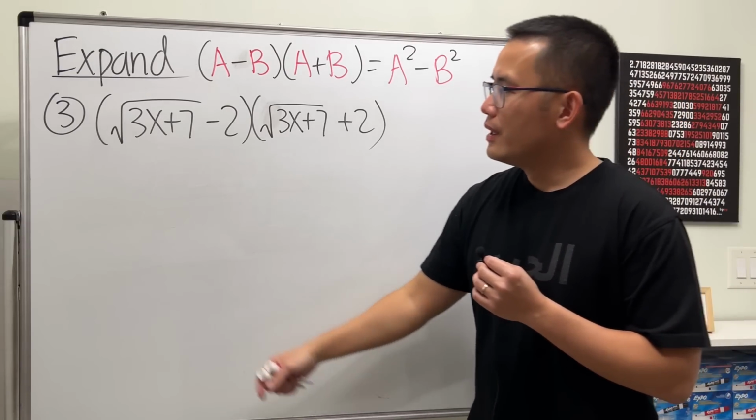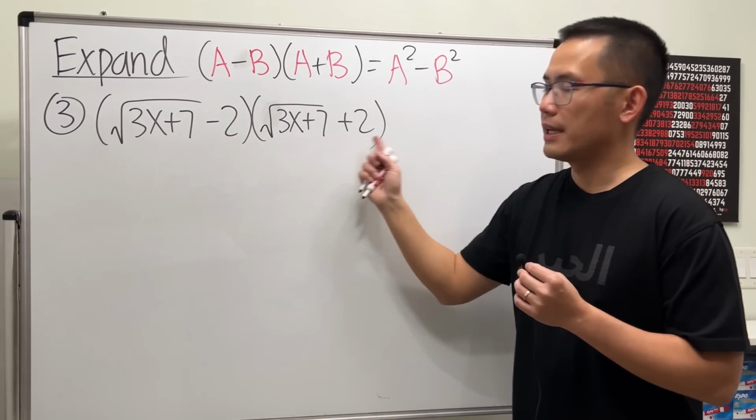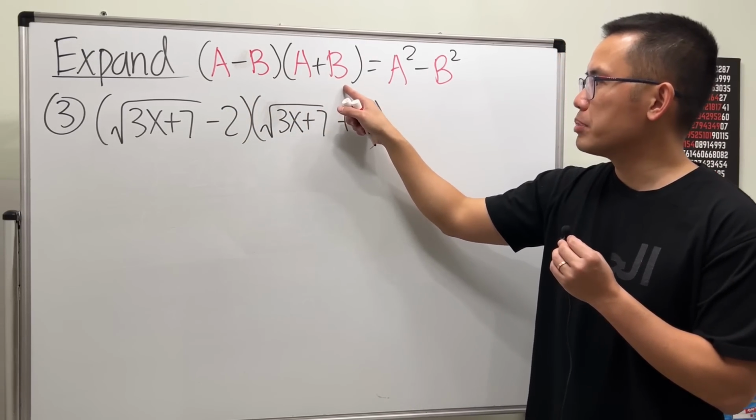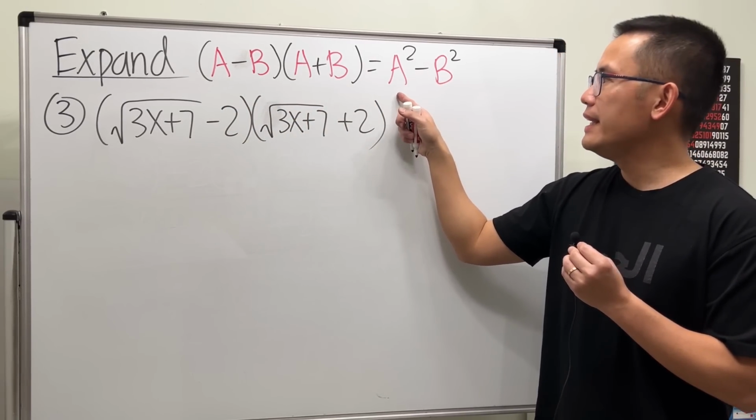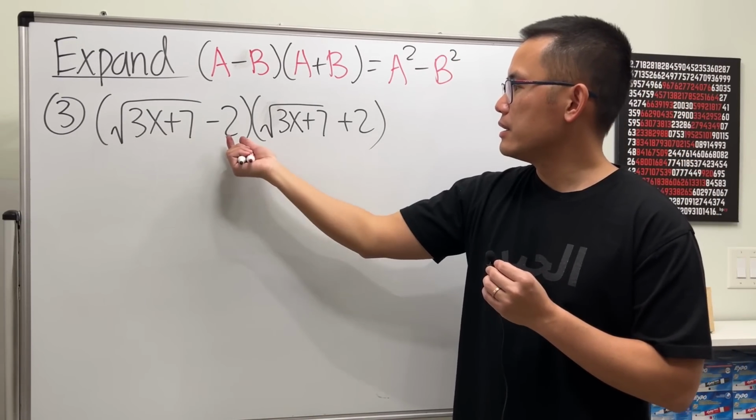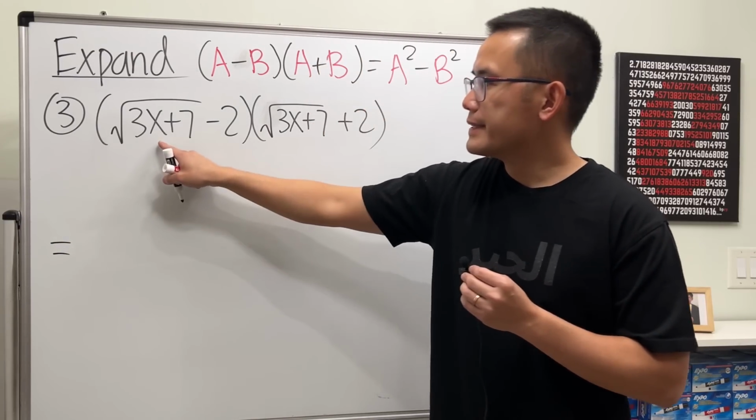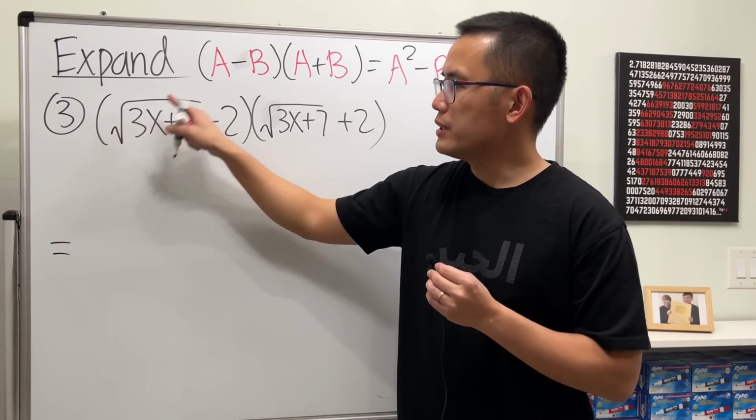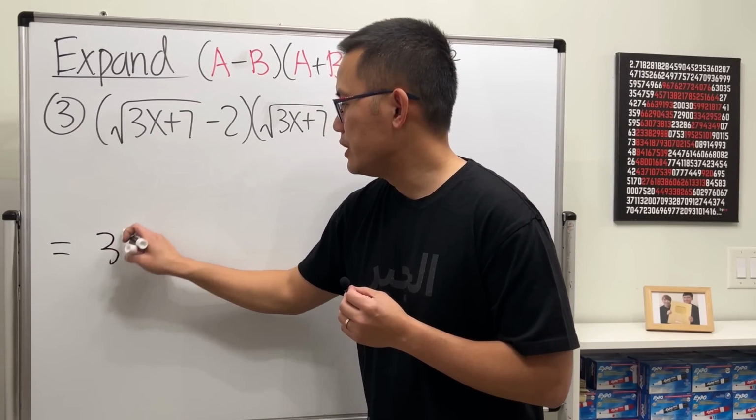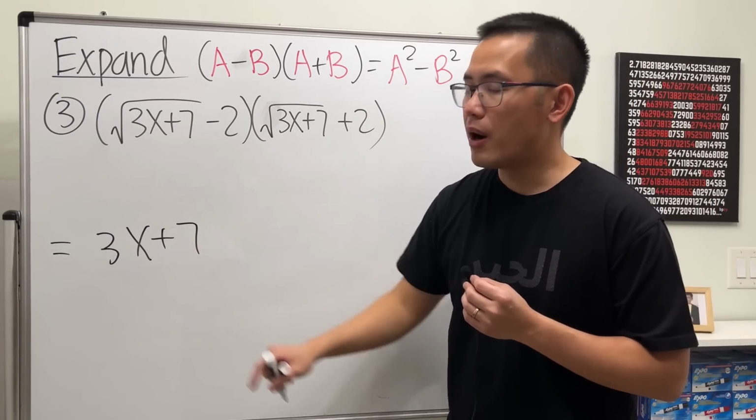Okay, number 3. Notice we have this square root minus 2, and the same square root term plus 2. So this is in the form of a minus b times a plus b, and then we will end up with a squared minus b squared. This is the a, and the 2 is the b. So this is what we are going to get. Square the first term. Square root and the square will cancel each other. So we will just have the inside 3x plus 7. So that's the a squared part.